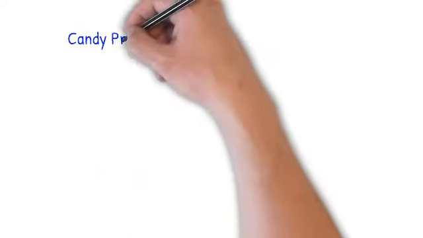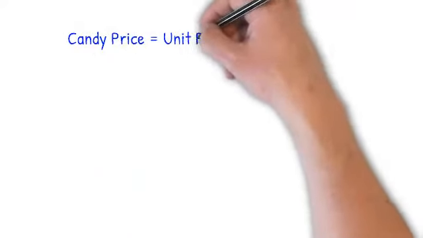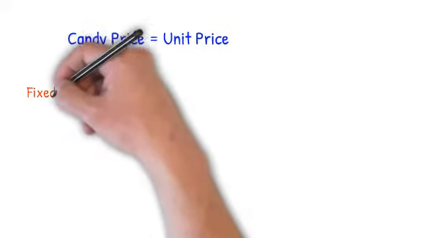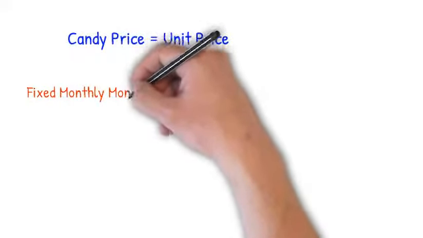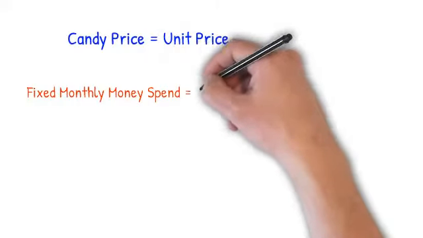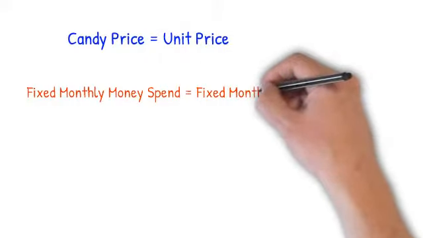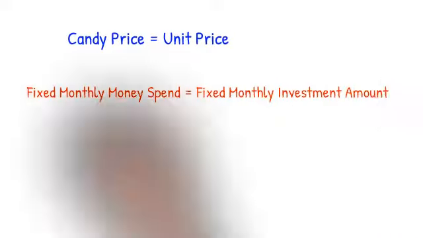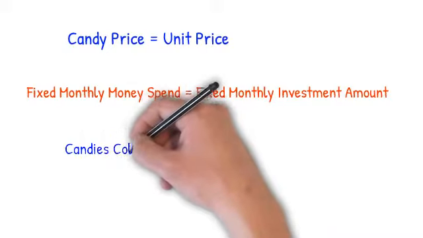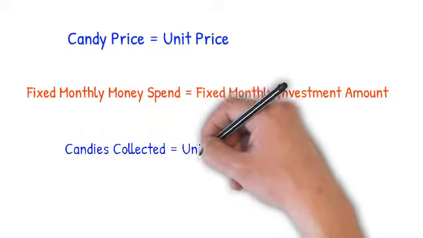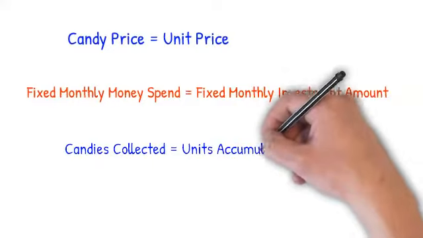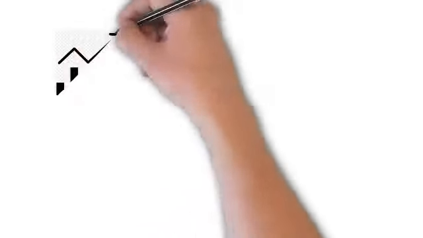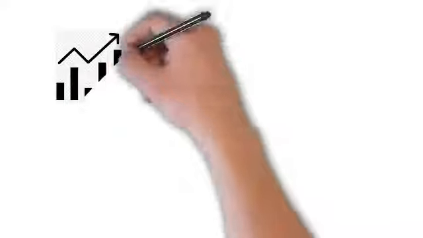From this simple example, candy price is actually the unit price in unit trust funds. The 1 ringgit you spend to buy candies is actually the fixed amount you are going to invest every month. The candies you have collected are actually the units that you accumulate in the past 12 months. Remember that unit trust price is always fluctuating, but your units always increase.